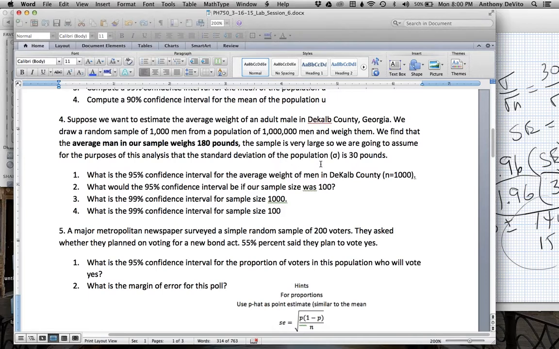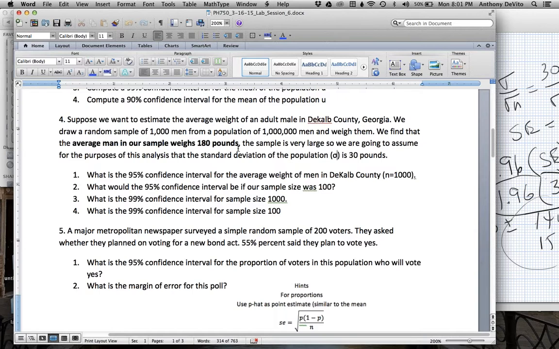Okay, let's take a look at number 4. Suppose we want to estimate the average weight of an adult male in DeKalb County, Georgia. We draw a random sample of 1,000 men from a population of 1 million men. Is 1,000 a large sample? Real large. And we weigh them. We find that the average man in our sample weighs 180 pounds. That's X bar, not mu, but X bar.